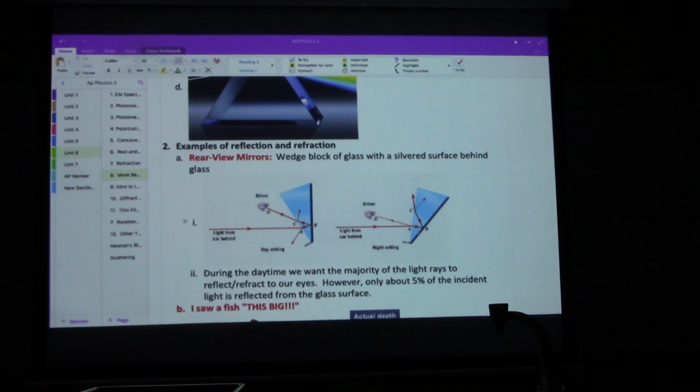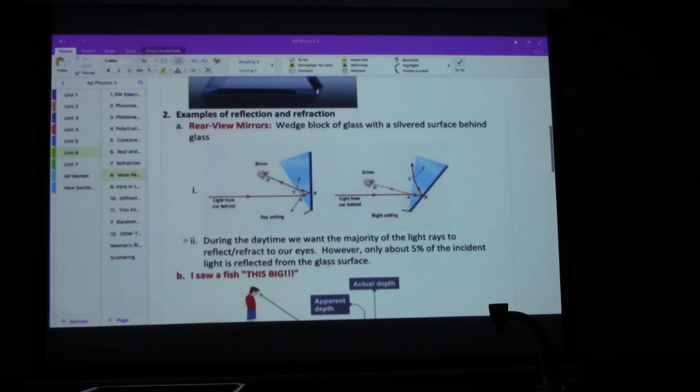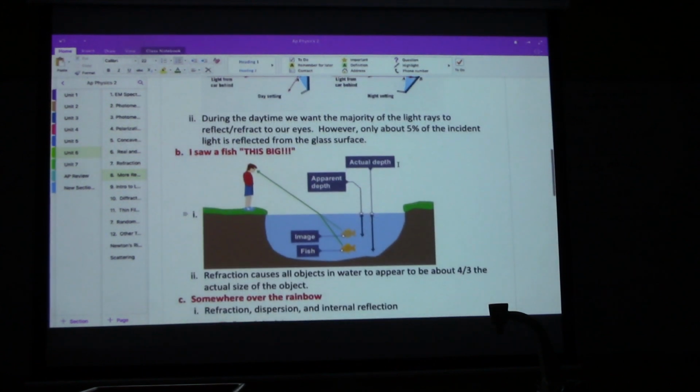So next time you're in your car, try this out. Just change the angle and move the little lever back and forth at night to see where the actual primary ray that is reflected off of the back surface is moving to. So during the daytime, once again, we want a majority of the light to reflect and refract to our eyes. However, only about 5% of the incident light is reflected from the glass surface, so we get a dimmer light that comes to us, but yet we can still see those behind us. We've already talked about this part in class.